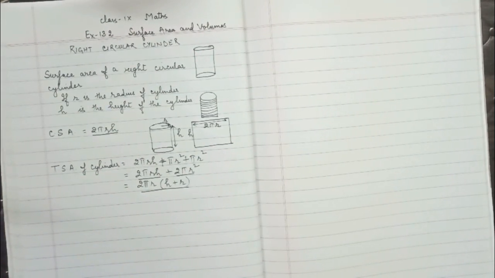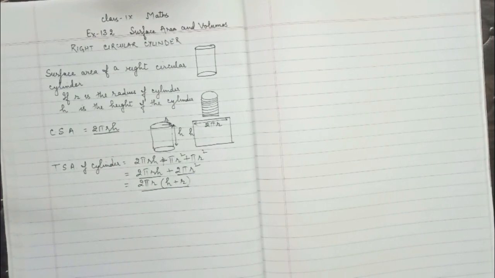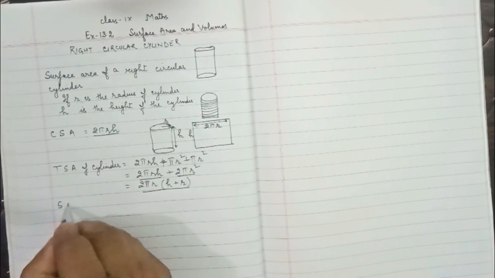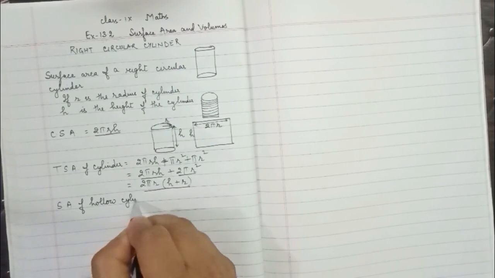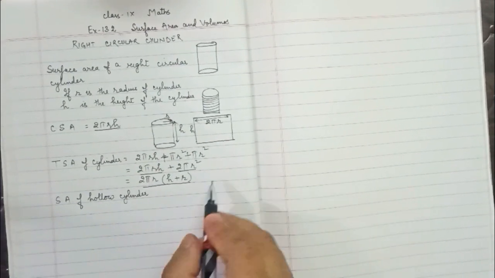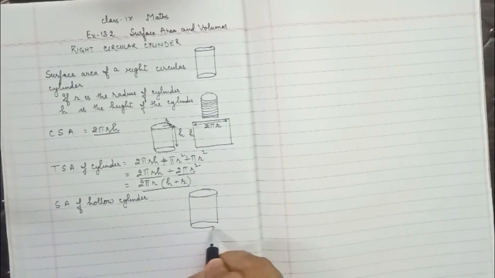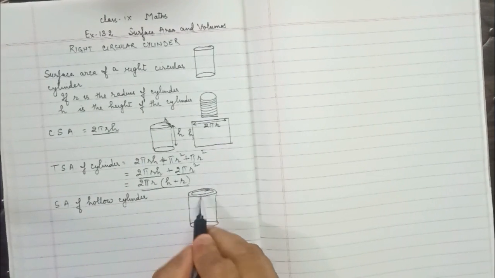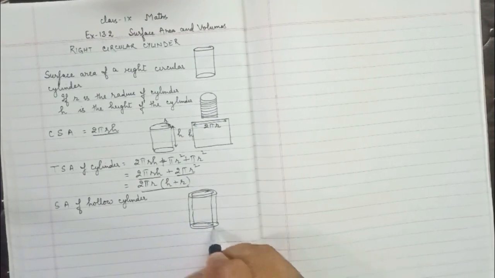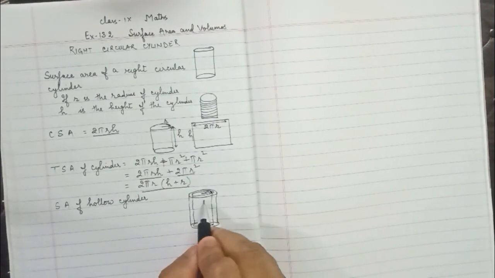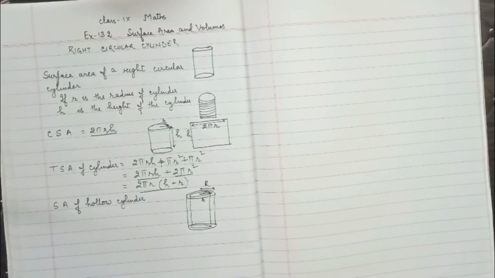Now a cylinder may be hollow. It is not always that the cylinder is solid. They may be hollow also. So for the surface area of a hollow cylinder, suppose this is a hollow cylinder. Suppose this is the inner radius, let it be small r, and the outer radius, let it be capital R.